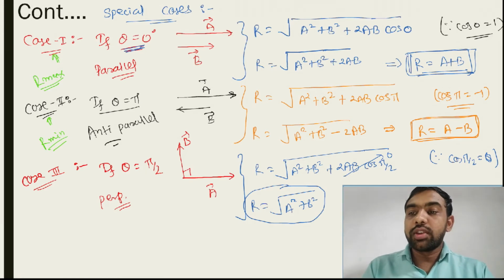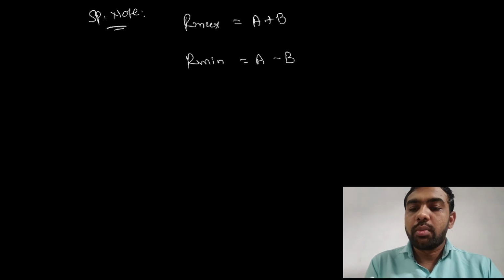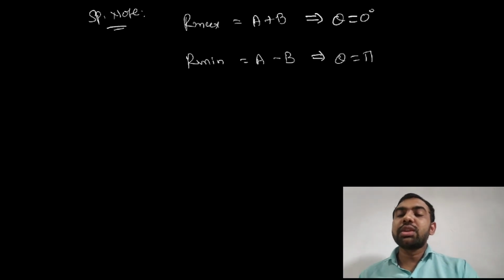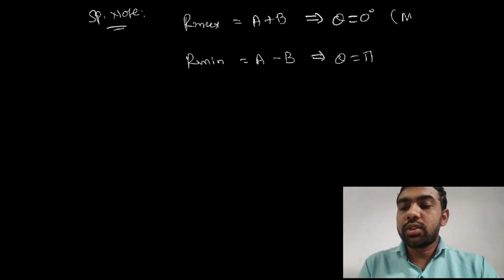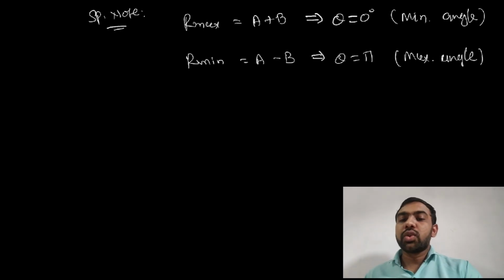Let's write some special notes. From this, what is our maximum? A plus B. What is our minimum? A minus B. At the maximum, theta is equal to 0 degrees. Here, theta is equal to pi. Theta 0 is the minimum angle between two vectors, and theta pi is the maximum angle between two vectors.